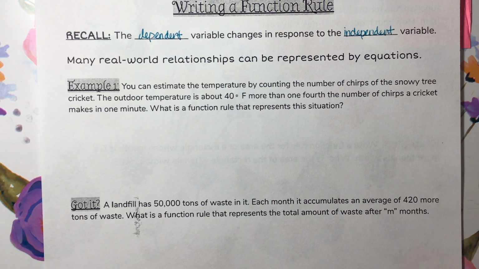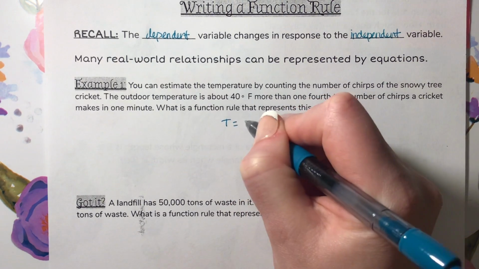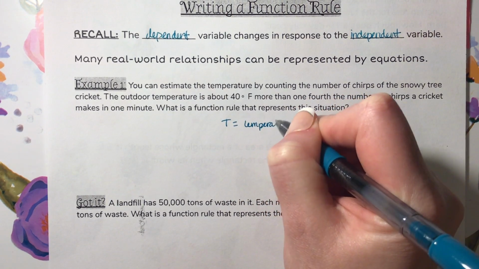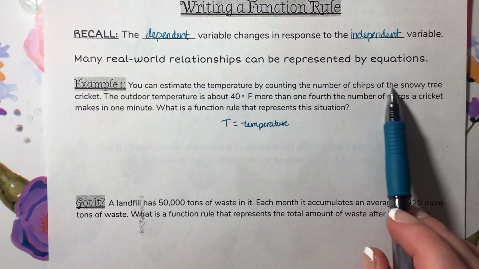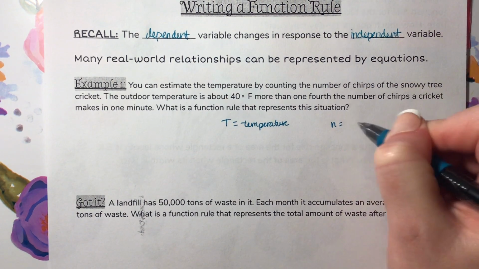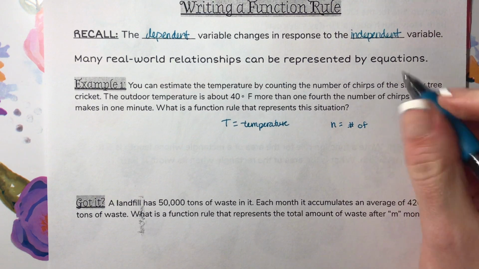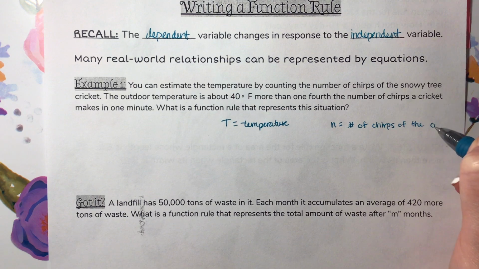Well, what I want you to do when you are looking at word problems and you're trying to organize them or write an equation, the first thing you've got to know is what are the variables. So the variables are the temperature, T. So I'm just going to say T equals temperature. But also how many times the cricket chirps. So I'm going to say N is equal to the number of chirps of the cricket.